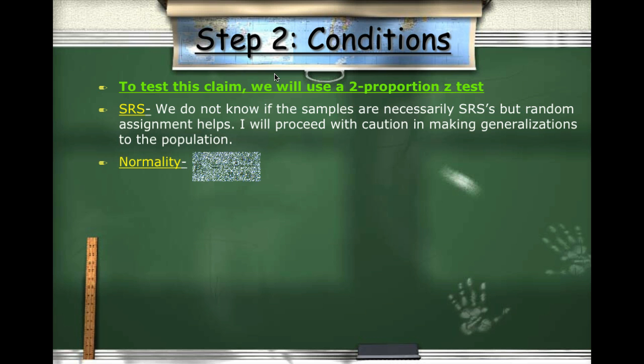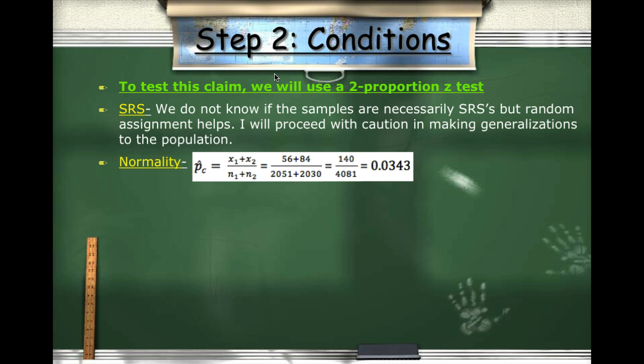All right, so in this case, to find my combined proportion, that's p sub c, I'm going to take the number of heart attacks in each group plus my sample size of each group. And this is going to get me my combined proportion, my combined p-hat of 3.43%.